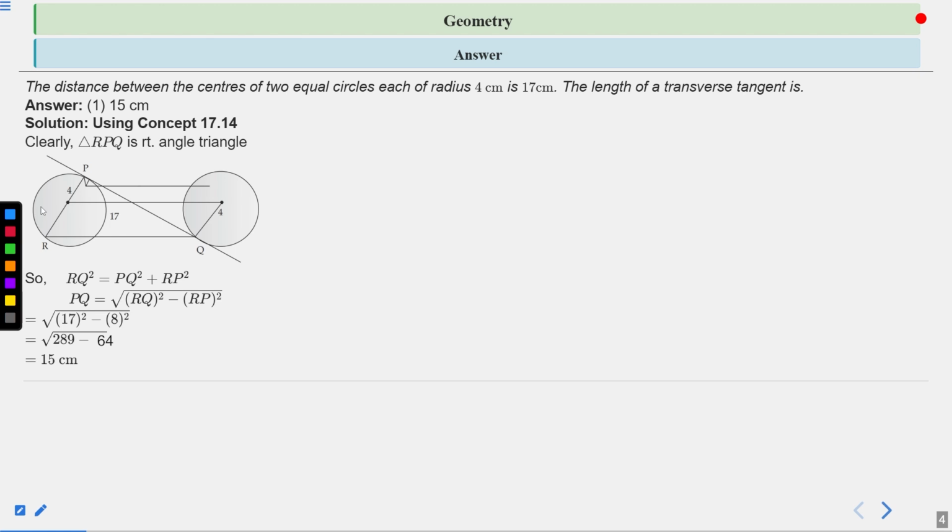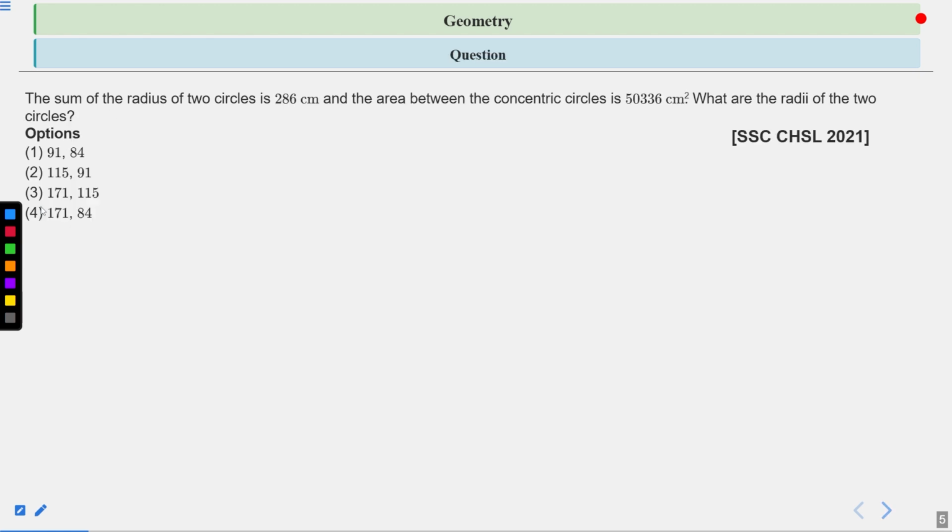Next one. The sum of the radii of two circles is 286 centimeters, and the area between the concentric circles is 50,336 centimeter square. What are the radii of the two circles? This question was asked in the SSC CHSL exam in 2021. There are four options: first is 91 and 84, second is 115 and 91, third is 171 and 115, and fourth is 171 and 84.